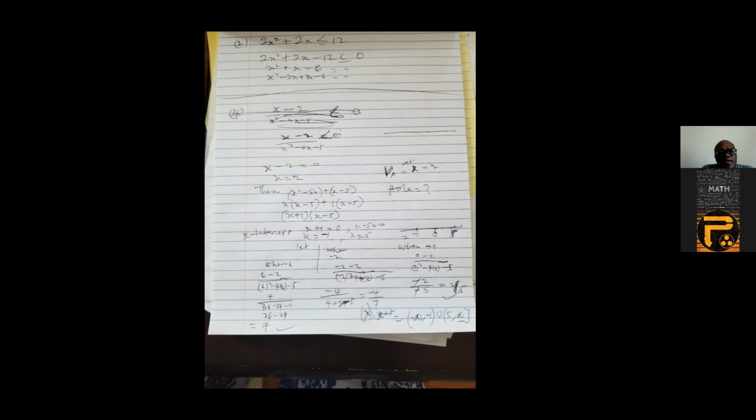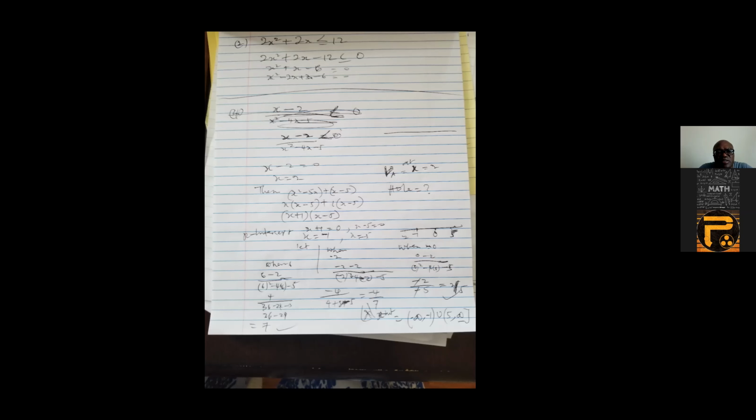To find the intercepts, we have the common factor from x squared minus 4x minus 5. Then the factors are x plus 1 and x minus 5. Then x plus 1 equals 0 and x minus 5 equals 0. Then x is minus 1, and x equals 5. So these are your x-intercepts. Your x-intercepts are -1 and 5.